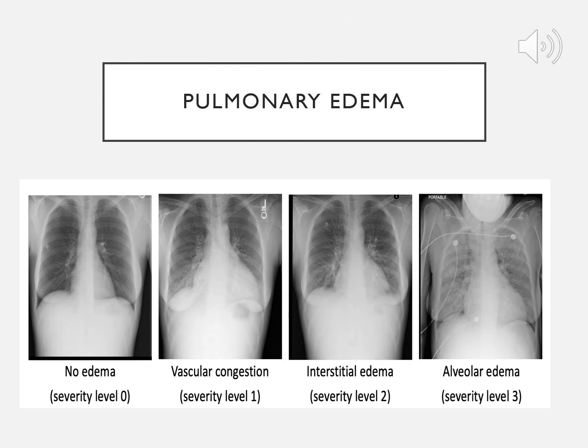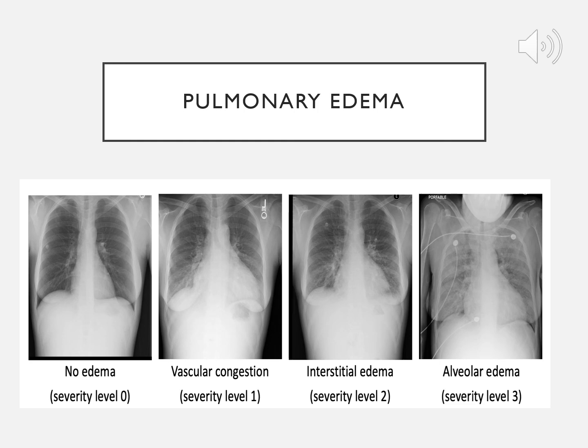So here's sort of the 4 stages of pulmonary edema, or severities. Number 1 is no edema. Obviously, that's a normal PA of the chest on the left one. And again, I apologize because these are a little small, but it was a good side-by-side comparison.